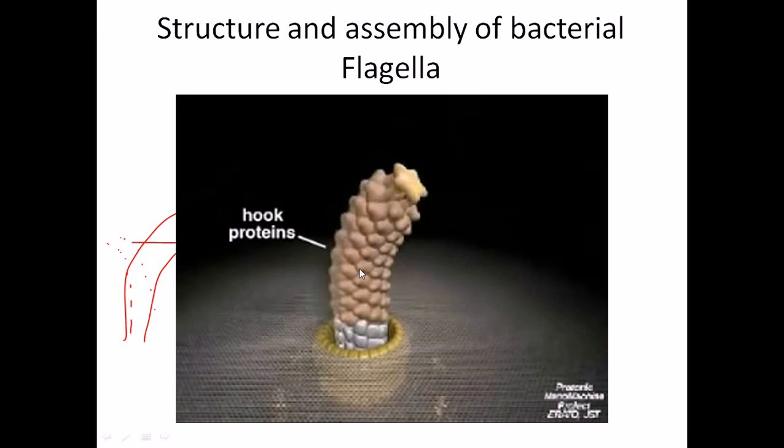That's why the arrangement of these hook proteins, along with their own structure, will help them to bend this filament along with the hook, and that is really necessary for the movement of flagella. If this flagella becomes rigid, then the purpose of having flagella will be defeated, right?